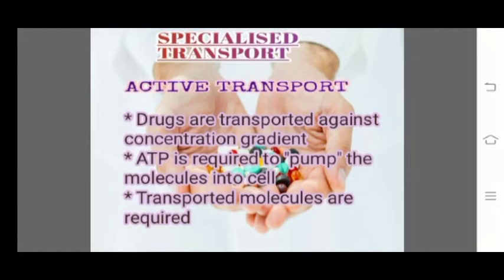Basically, what happens here? If the drug is ionized, it is repelled by the cell membrane, so the transporter molecule makes a neutral complex with the drug and passes it along the cell membrane. As a carrier is needed here, it is called carrier mediated transport, or it's also called specialized transport. It is mainly categorized into two types. First one is active transport and second one is facilitated transport.